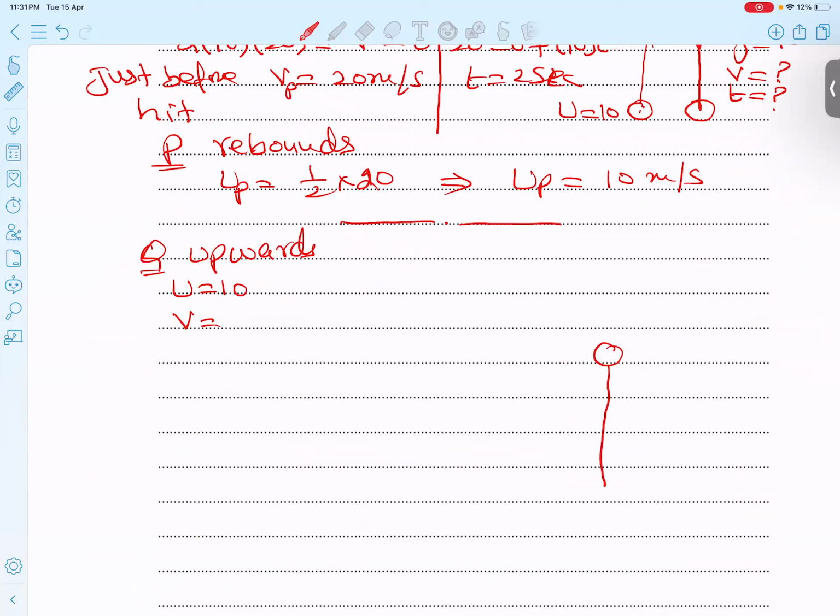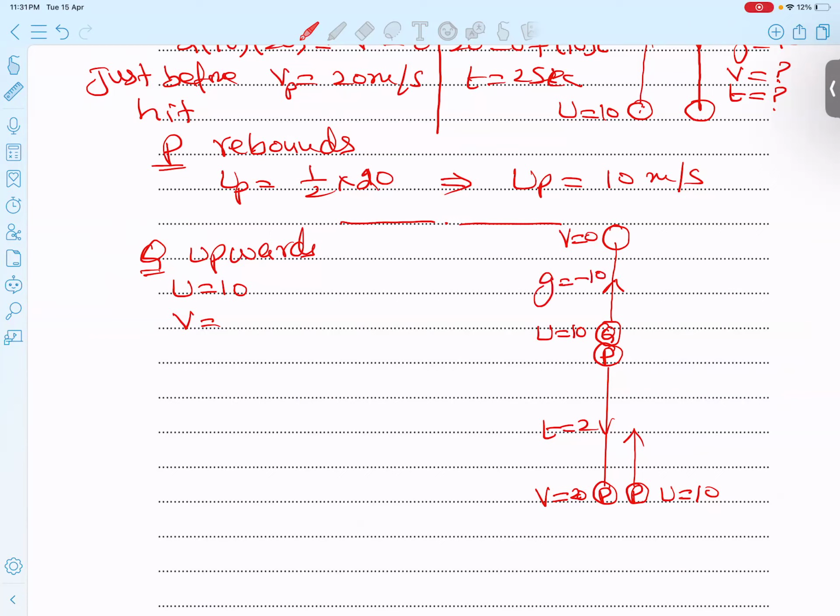P is going downwards and it hits, and it takes 2 seconds. Here I talk about the P particle, and this velocity is 20. When it's rebounding and going back up, the speed is now 10. The Q particle is going upwards, and it stops 100% somewhere on top. So the starting velocity is 10, as we know, and gravity is negative 10, that is for sure.